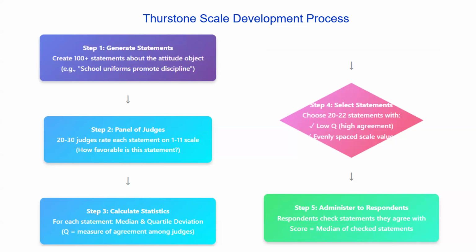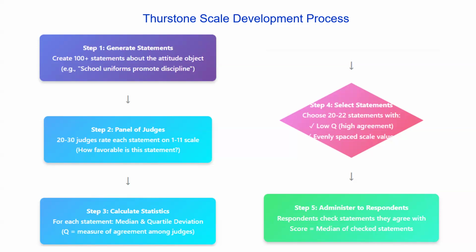Third one is calculate statistic for each statement. We collect their median and quartile deviation, which gives a measure of agreement among judgment. Step 4: select statements. You have already made more than 100 statements. You have to choose from it 20 or 22 or 25.